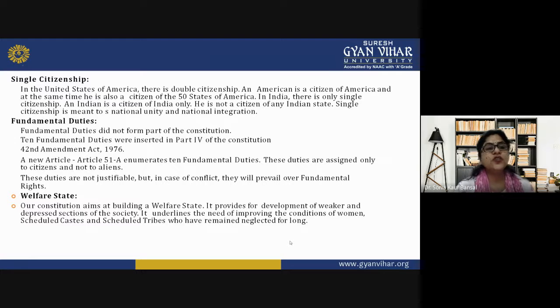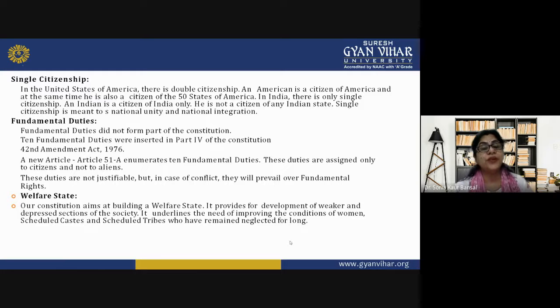Then another important feature is single citizenship. In the United States of America, there is double citizenship. An American is a citizen of America and at the same time is also a citizen of the 50 states of America. In India, there is only one single citizenship, that is, Indian. An Indian is a citizen of India only. He is not a citizen of any Indian state. Single citizenship is meant for national unity and national integration. This is a really big achievement in the Indian Constitution.